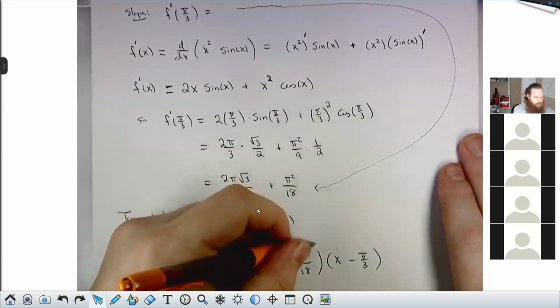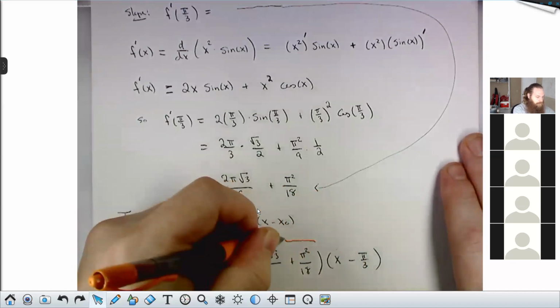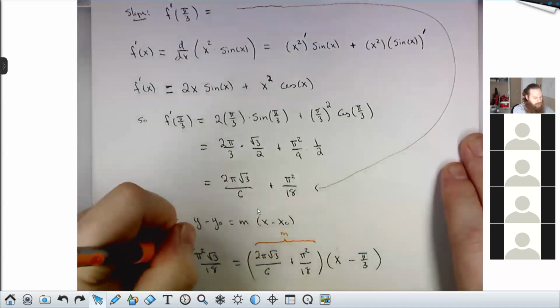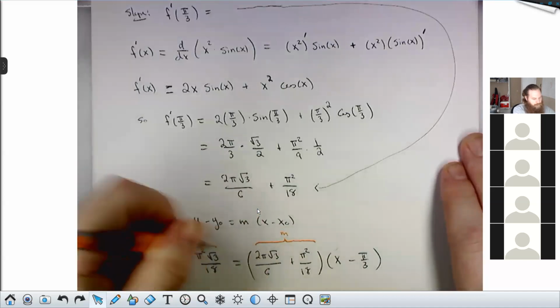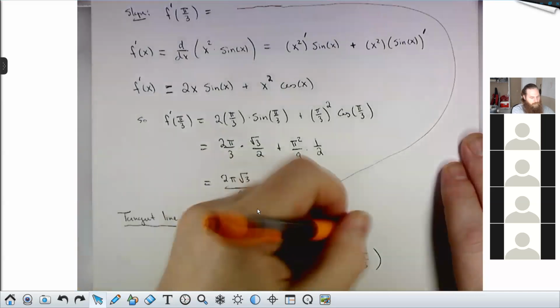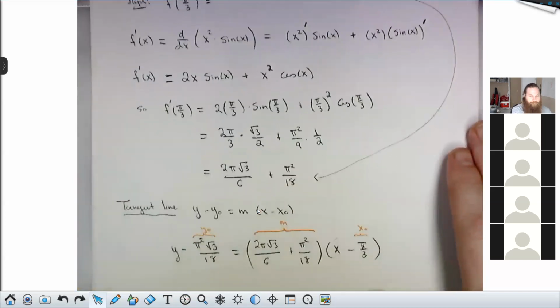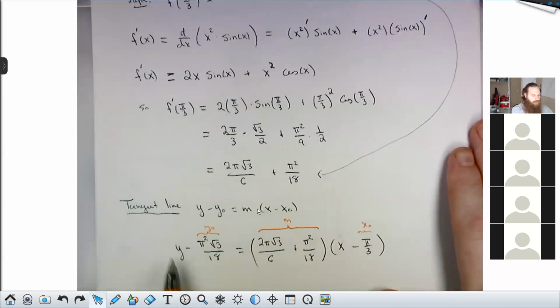This piece right here is m. This piece right here is y0. This piece right here is x0. So this really is y minus y0 equals m times x minus x0. It's just that these pieces are a little bit scary looking.